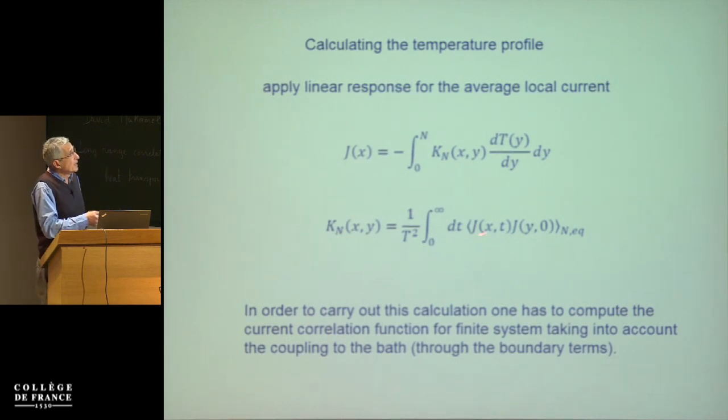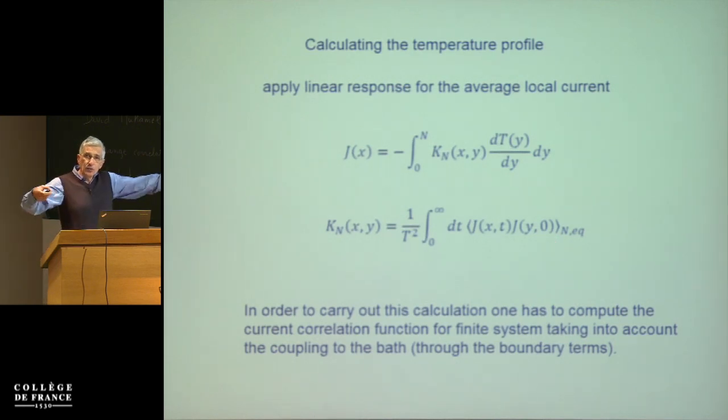The point is that this JJ correlation function has to be calculated for a finite system, n, and one has to take into account the coupling to the heat bath when you calculate it. And it turns out that you get very different results depending on the coupling to the heat bath. So one has to be really careful when applying this mechanism. You cannot just cut the system at some size and things like that. You have to be very careful in calculating this.